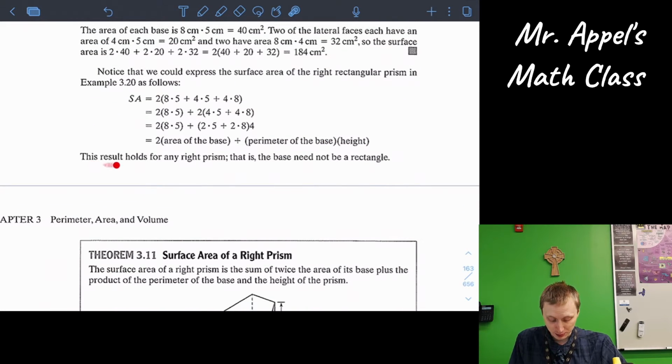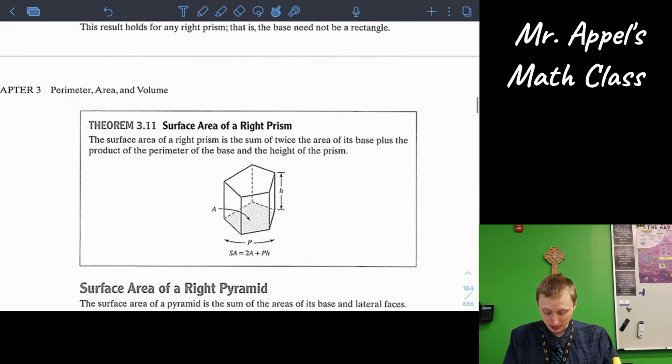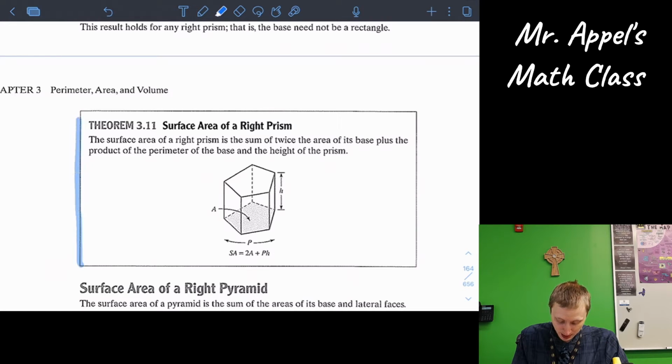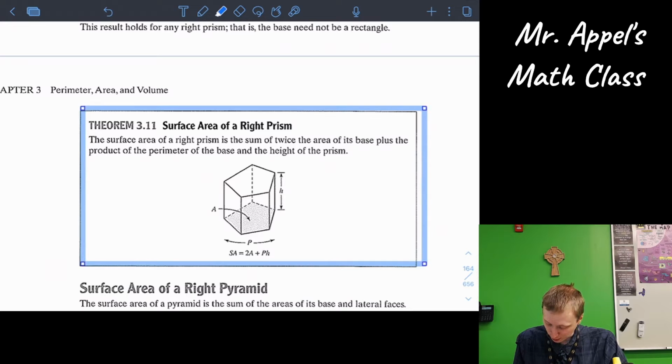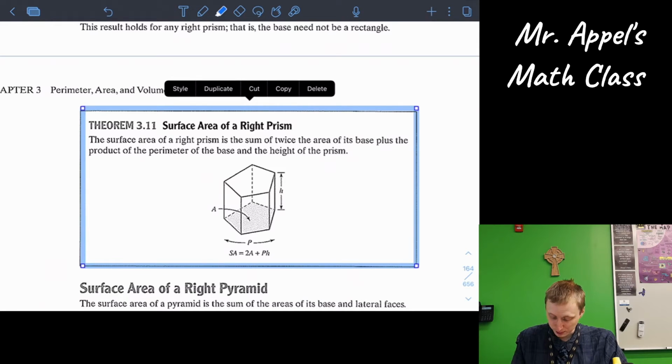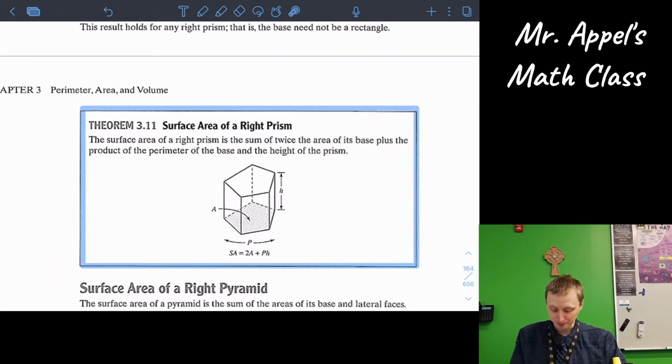Okay. This result holds for any right prism. That is, the base need not be a rectangle. See? So that generalization allows us to look at this. The surface area of any right prism. And remember, a right prism is one whose lateral faces are perpendicular to the base. It's not a slanty guy.